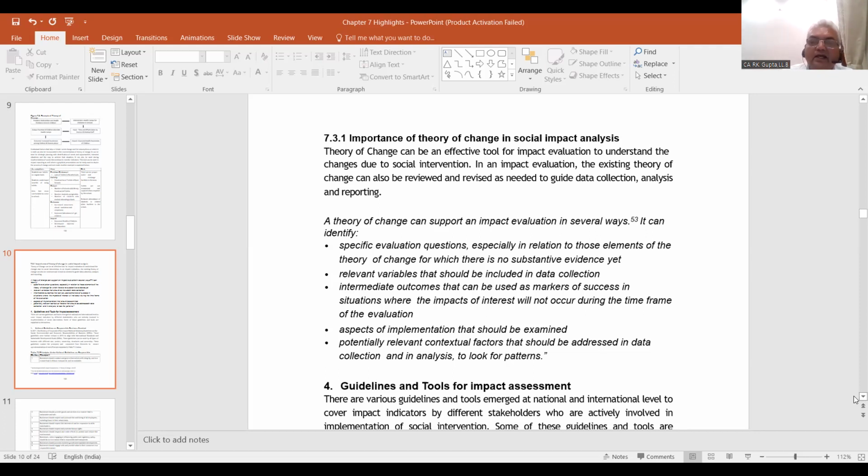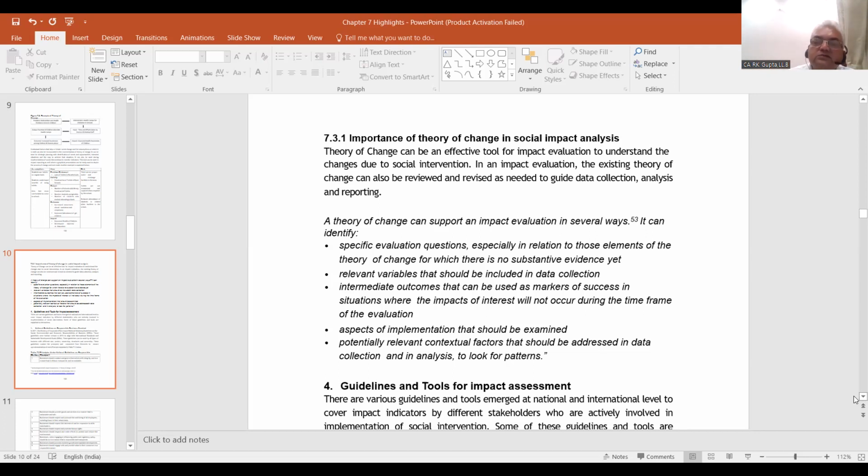So suppose you want to do some impact assessment. How will this theory of change support this? First of all, you have to formulate certain specific evaluation questions. You do not have any evidence so far, so you are trying to formulate the specific evaluation questions. Then relevant variables that should be included in data collection. What variables you need to include in it.